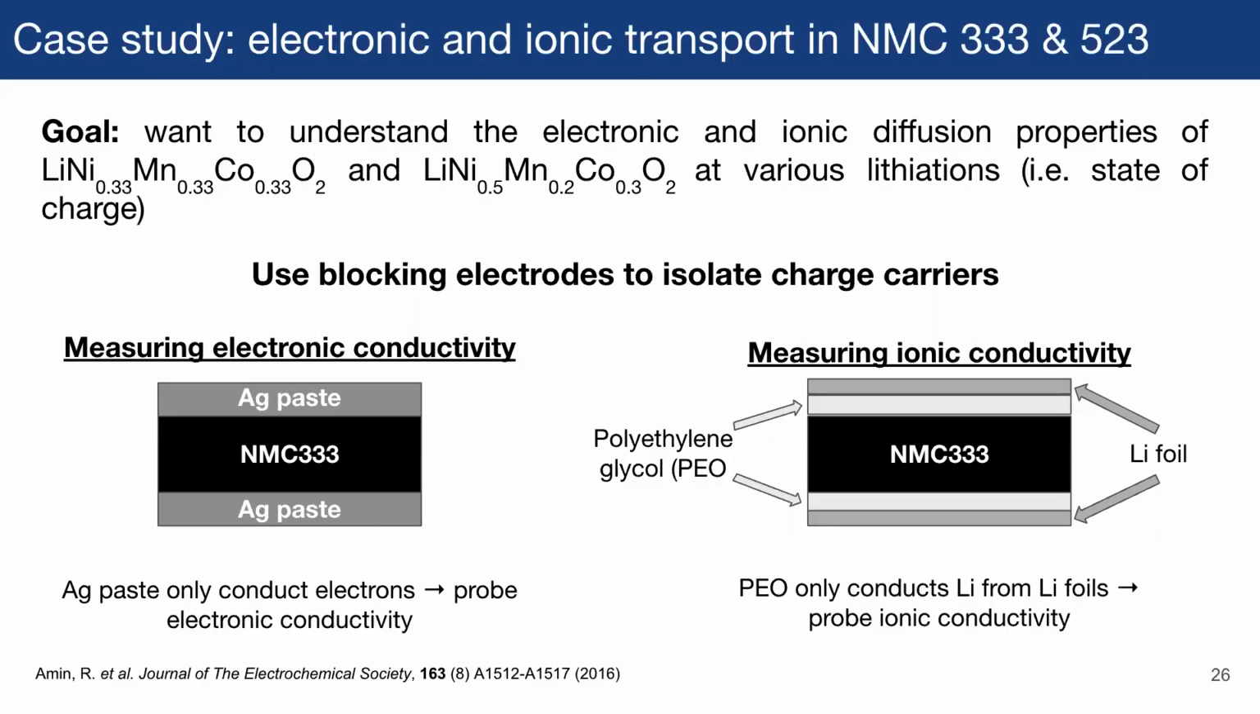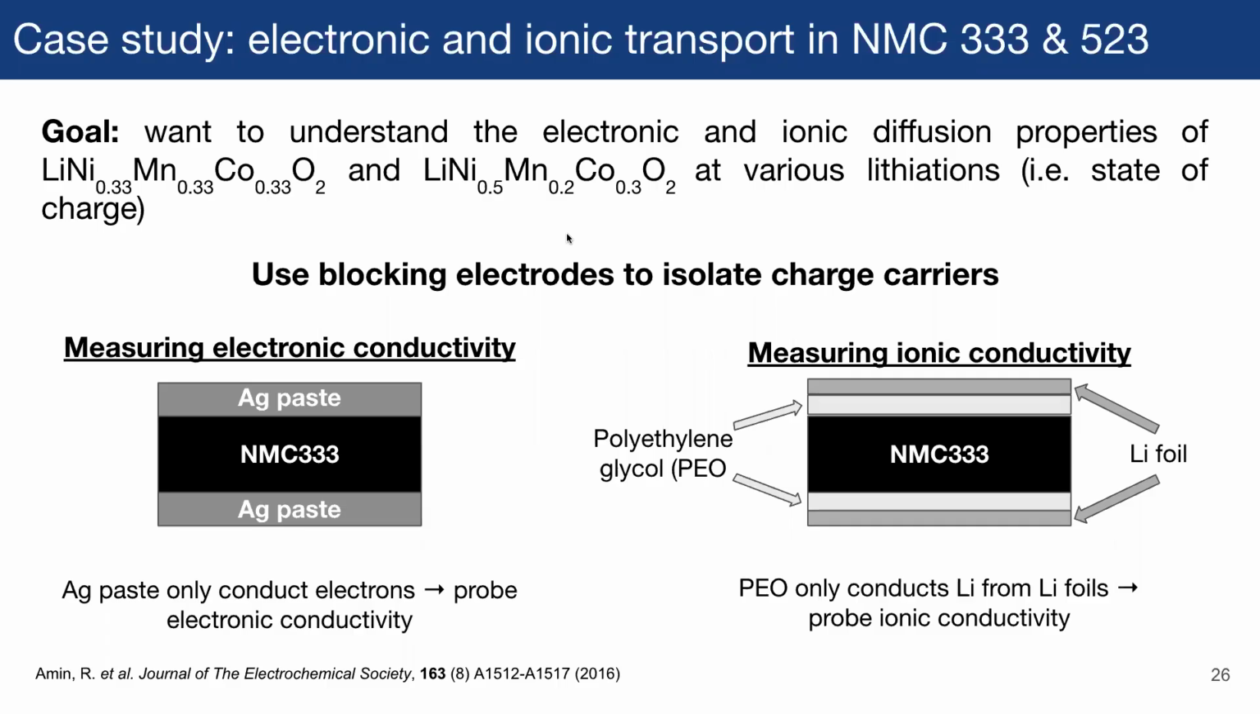All right, so the first study, like I said, is on the electronic and ionic transport in NMC 333 and 523. For those who might not know, NMC 333 just means a traditional cathode where you have 1/3 nickel, 1/3 manganese, and 1/3 cobalt. 523 means half nickel, 1/5 of manganese, and basically 1/3 of cobalt.